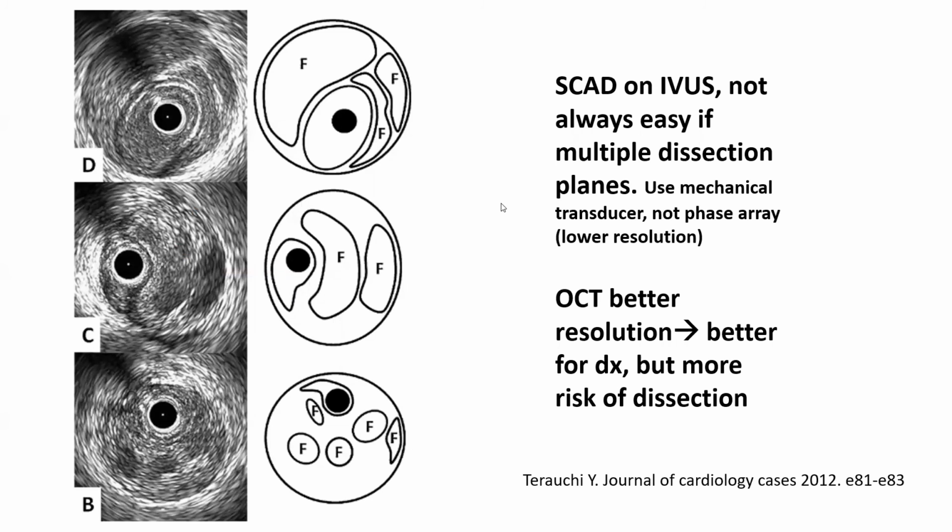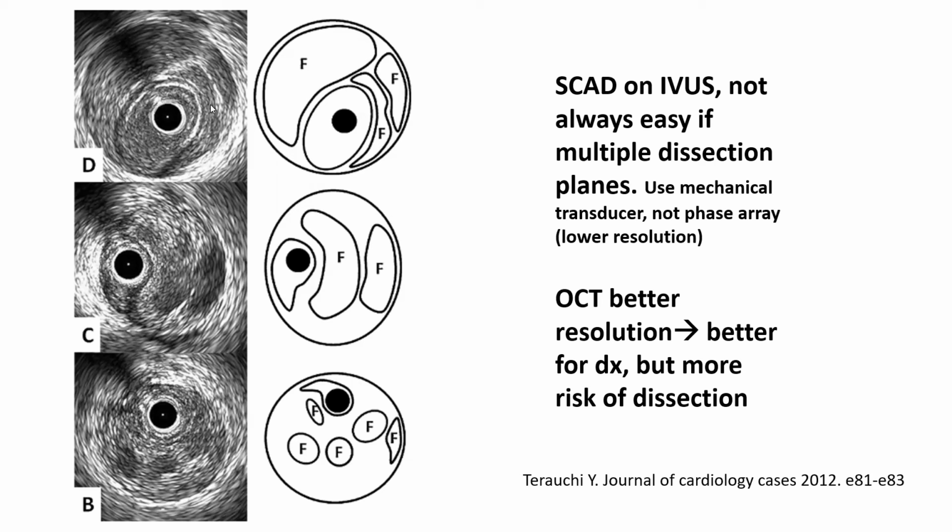It's not as obvious in IVUS, and I'll show you, because sometimes you have multiple lumens, especially, as I told you, in SCAD type 1, where by definition you have multiple lumens. Those are the angiographic features. It may be harder to diagnose. Again, you'll have that crescent banana shape. You see it very well here, but you may have other pockets. You see another pocket, another lumen there. So it becomes hard to diagnose.